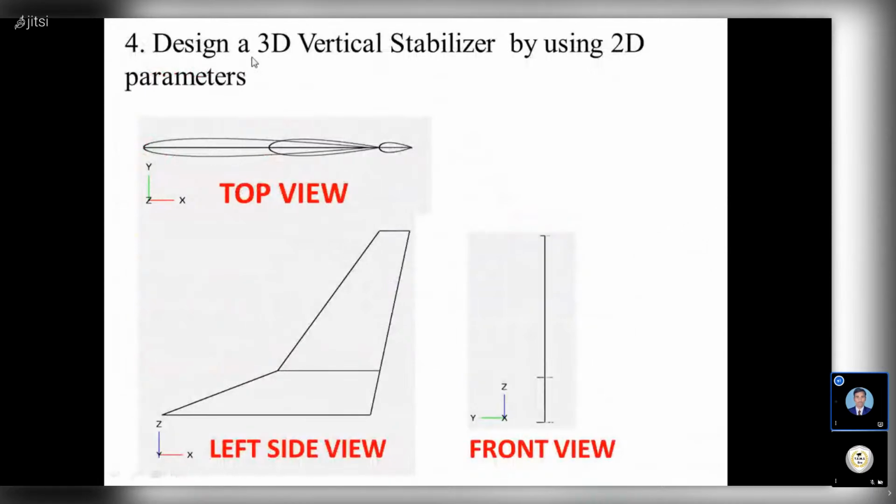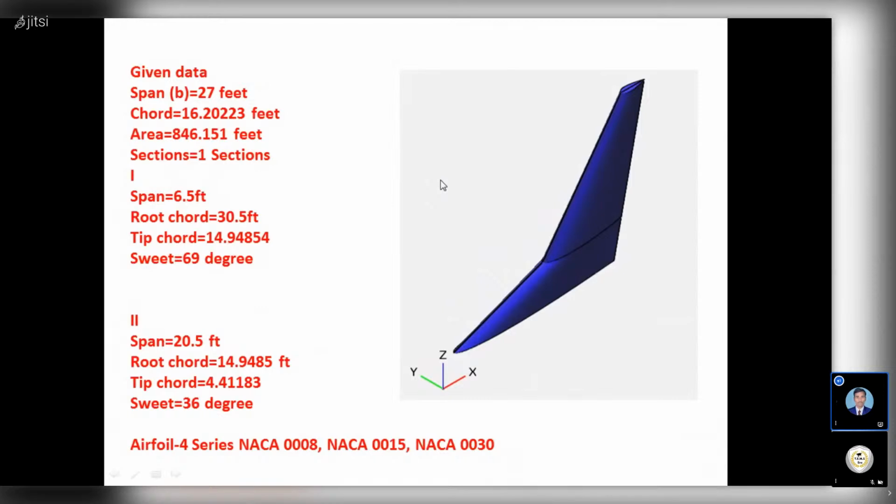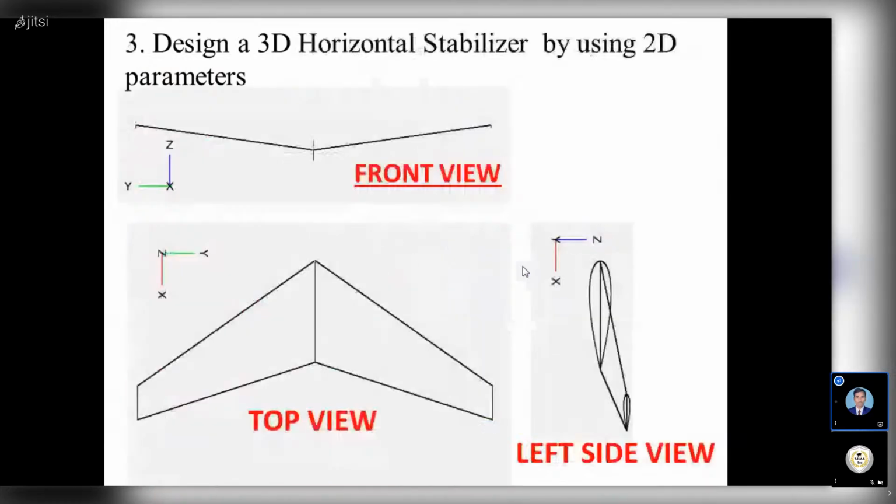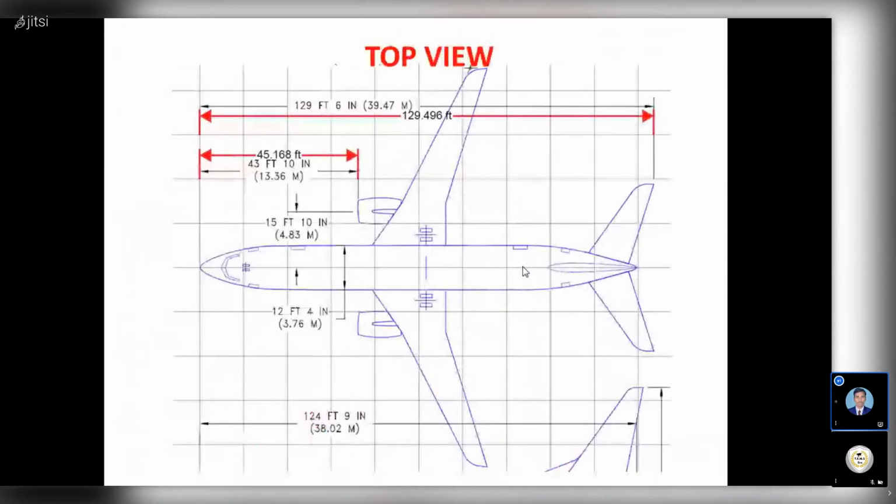vertical stabilizer. Okay, design a 3D vertical stabilizer by using 2D parameters. So 2D parameters we have mentioned. Okay, so we have to use the data which I have given here. So by using this data, we have to complete our empennage section in today's class. Okay, so what we'll do, we'll go to OpenVSP.